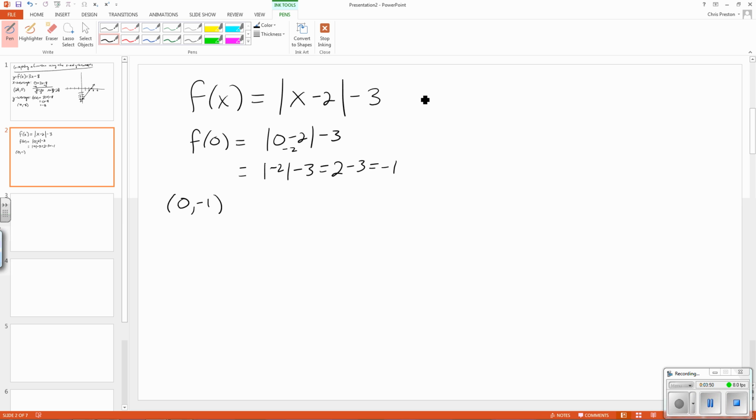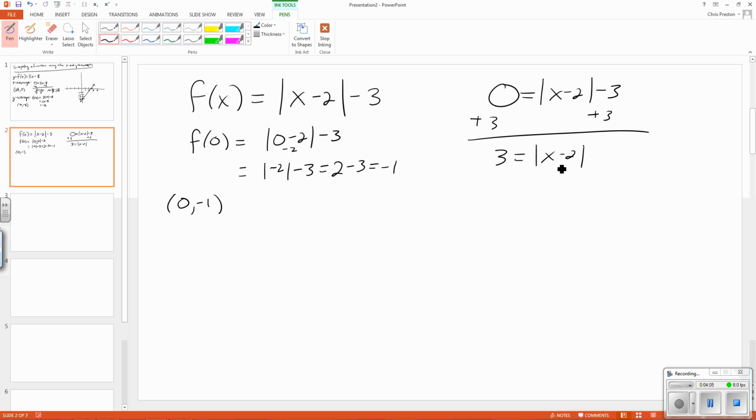To find the x-intercept, I want to make, again, f of x or y 0, and I want to solve that problem. So I'm going to add 3. 3 equals the absolute value of x minus 2. And then notice, absolute value equation. So remember, we usually get 2 answers or 1 double answer. So x minus 2 could be 3, or x minus 2 could be negative 3.